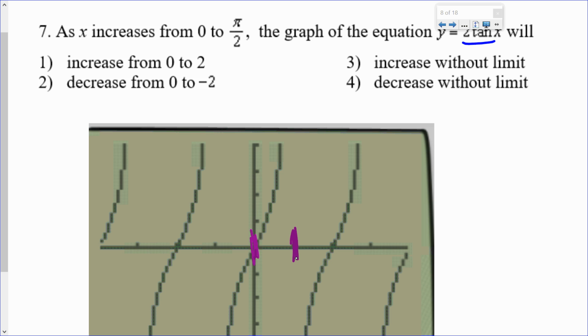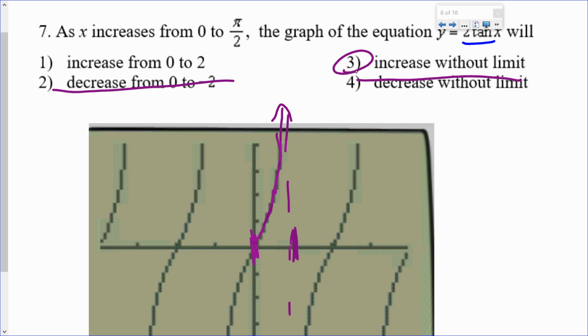So what's the graph doing? Well, is it increasing or decreasing? That is increasing. Is it increasing from 0 to 2, or is it increasing without limit? Well, it's increasing, and it's going way past 2. This is 2 right here. It's going on forever. We actually have asymptotes here in this picture. When you have your tan graph, your answer is choice 3.